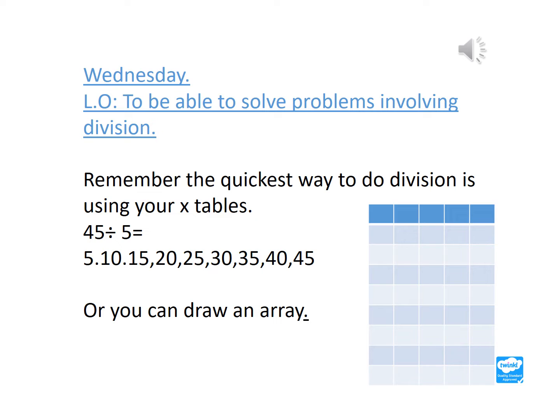Remember, the quickest way to do a division calculation is by using your times tables, e.g. 45 divided by 5. You would count in 5s to do your 5 times tables. 5, 10, 15, 20, 25, 30, 35, 40, 45. So that's 9 lots of 5 is 45. So the answer, 45 divided by 5 equals 9. If you find that tricky, then remember you can always draw an array out.